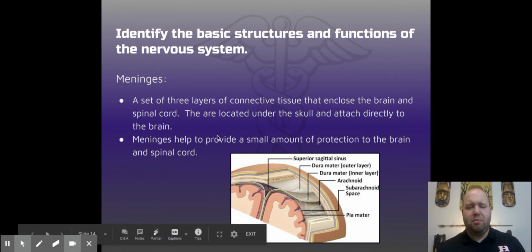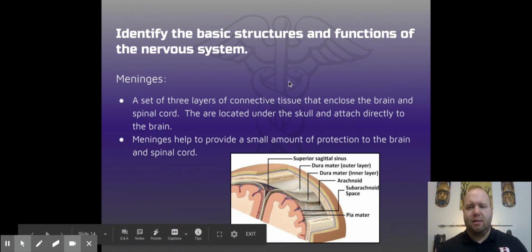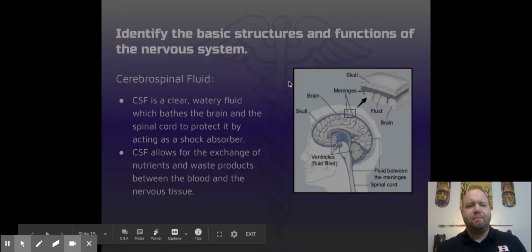These meninges provide protection. When these meninges break down, and we'll talk about this in the disease and disorder, that's when you get concussions. So meninges are there to make sure that your brain's not getting beat up inside of this skull as we walk around all day. All right. So meninges are the things keeping your brain safe. You should think of them as the padding around your brain.